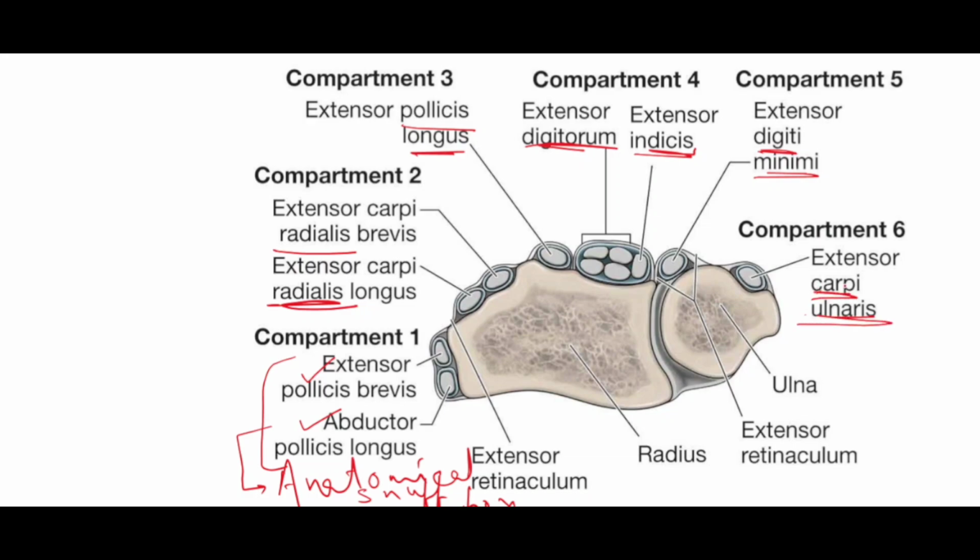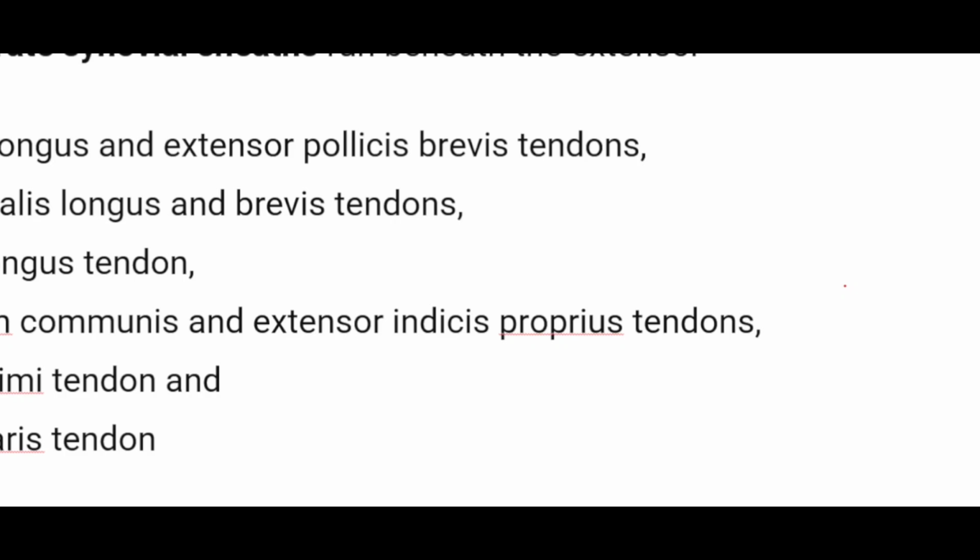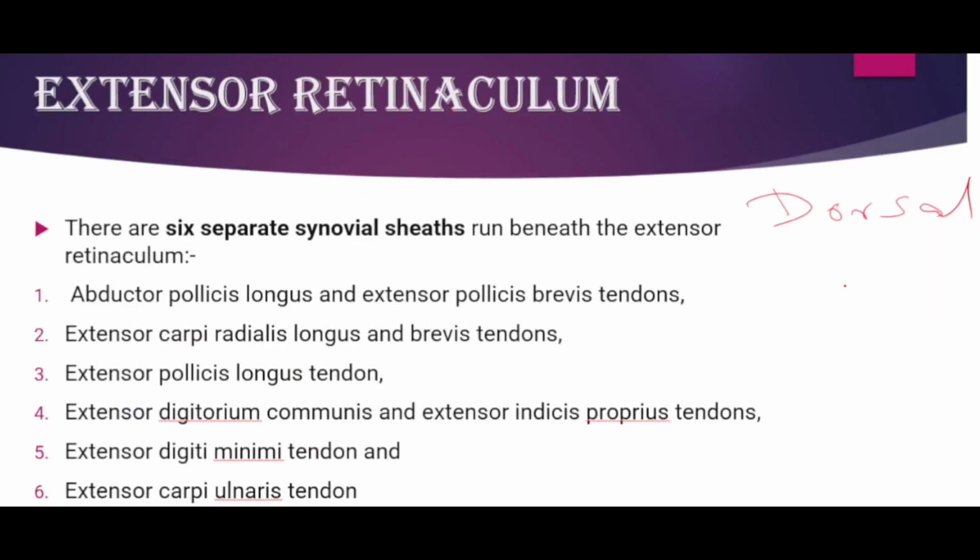Done? Now learn it in list format. The first compartment is the abductor pollicis longus and extensor pollicis brevis, the tendons of the anatomical snuffbox. The second one is extensor carpi radialis longus and brevis, radialis tendons. Third one is the pollicis longus tendon. Fourth one is the digitorum and indicis. Fifth one is the digiti minimi. And the last one is carpi ulnaris.